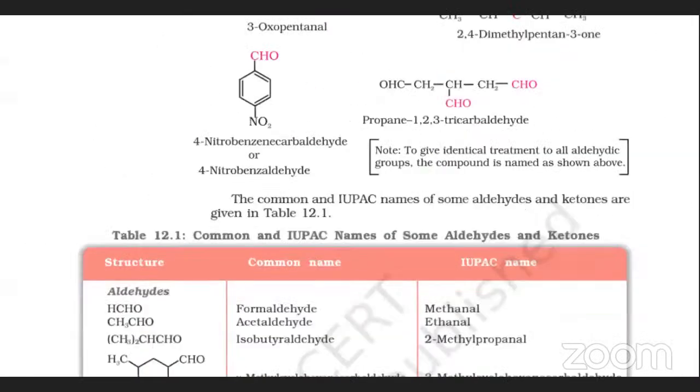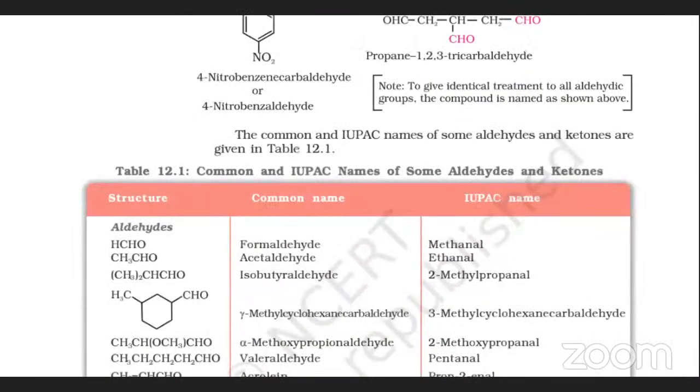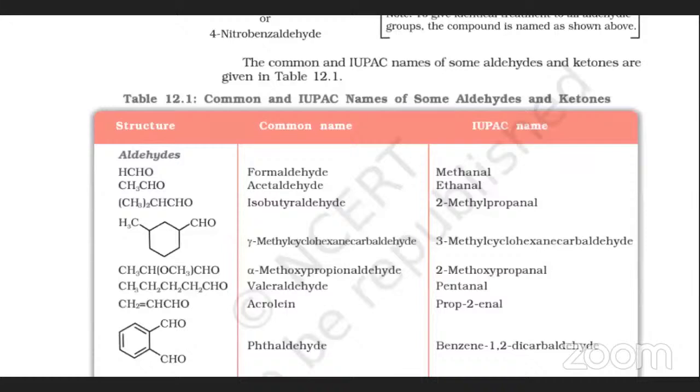In this manner we give the IUPAC names of aldehydes and ketones. Similarly, a table is also given with many compounds. HCHO is called formaldehyde, which is a common name. Whereas for methanal, there is only one carbon, so the root word is meth.